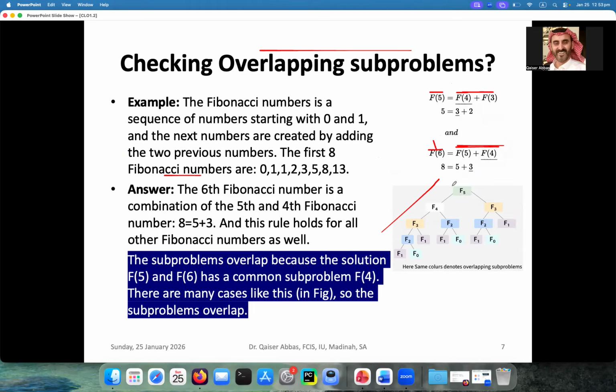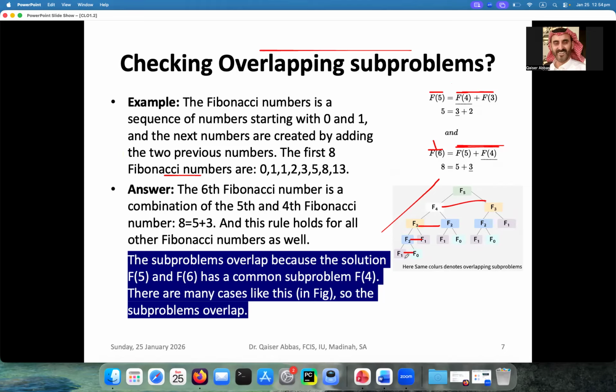And if this is the tree, for that f5, we are calling something here. f5 is the fifth number of Fibonacci, and it needs 4 and 3. For 4, it needs 3 and 2. For 3, it needs 2 and 1. For 2, it needs f1 and f0.